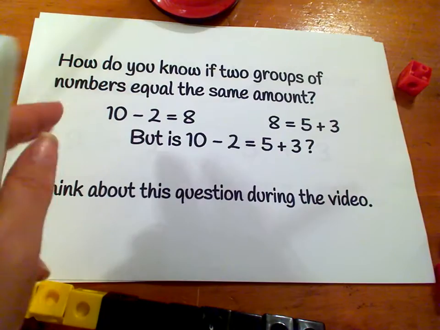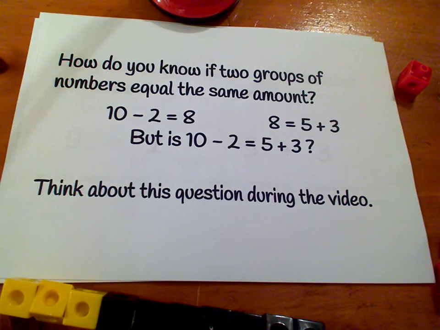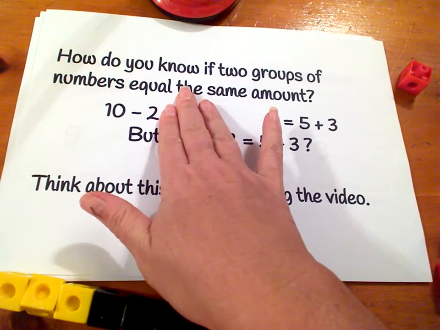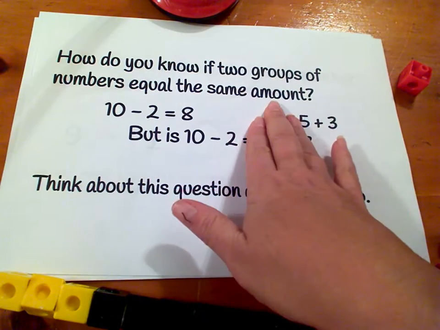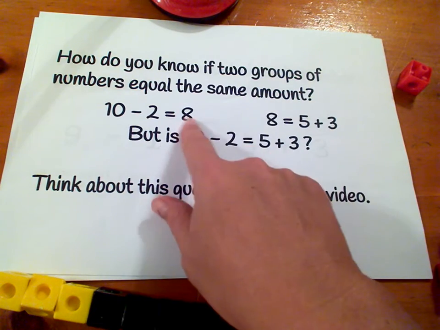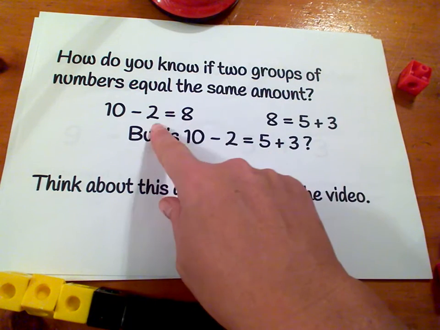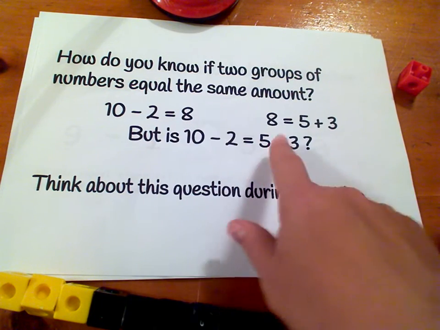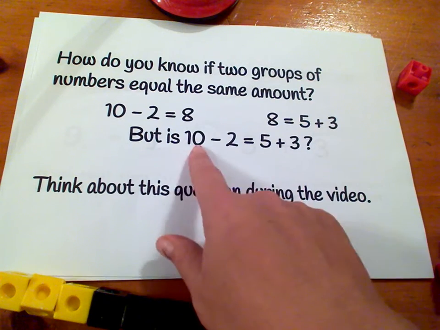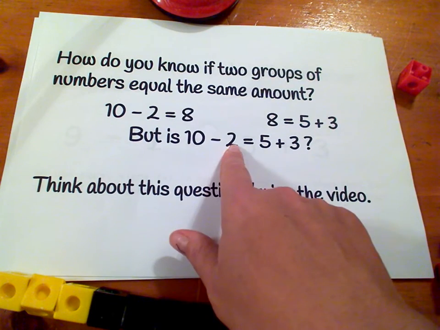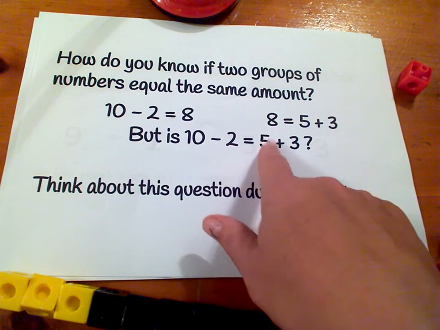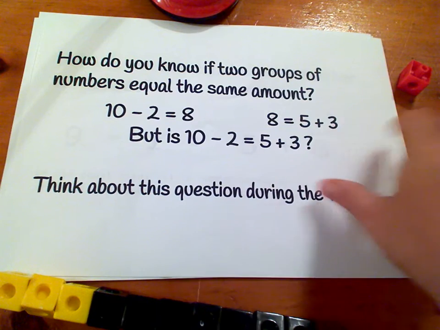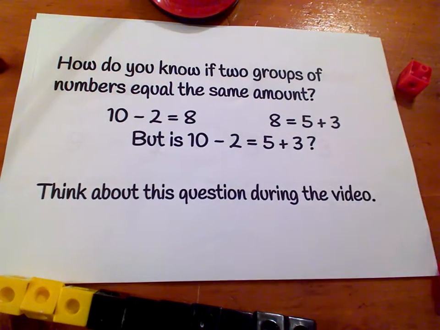Let's do it. All right, so how do you know if two groups of numbers equal the same amounts? So here we have one group of numbers. Here we have another group of numbers. Do they equal the same amount? Well, here it's pretty easy to see. 10 take away 2 is 8. 8 is equal to 5 plus 3. But is 10 subtract 2 the same as, equal to, 5 plus 3? We're going to be thinking about this question during the video.